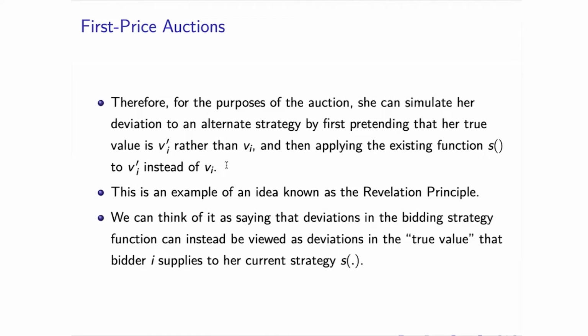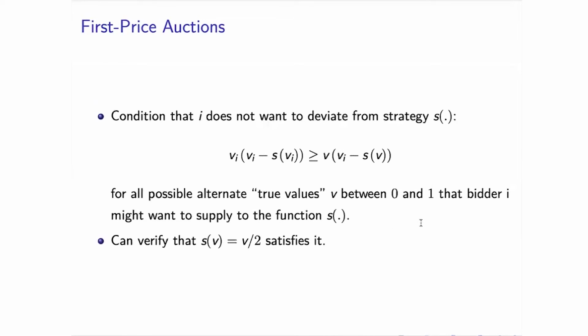So if this part is not very clear, don't worry about it. Just think that there is some principle called the revelation principle, which converts this problem from one where you have to choose between different functions to one where you just choose what value to report to this machine function S that you have, right? So now deviations in the bidding strategy function can be thought of as: am I going to reveal my true value, or am I going to reveal a different value compared to my true value?